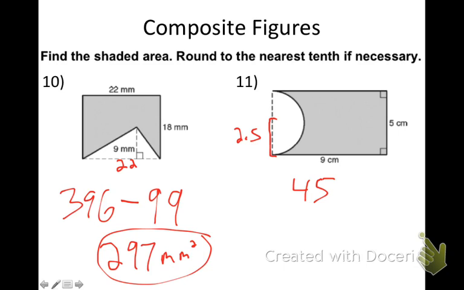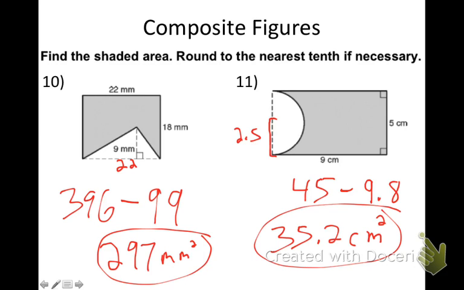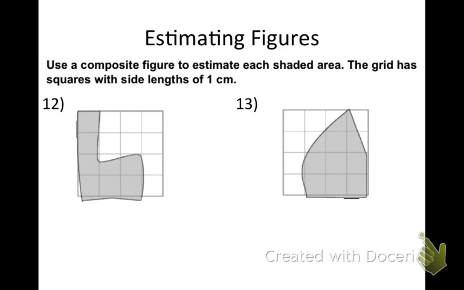And then, because we're talking about a semicircle, I need to do what to that? Cut that in half. Divide that by 2, and I get about 9.8. So now I subtract those two. 45 minus 9.8 gets me then the area of the shaded region is about 35.2 centimeters squared. Okay, and again, notice that with semicircles, you have to make sure you use the radius and square it.